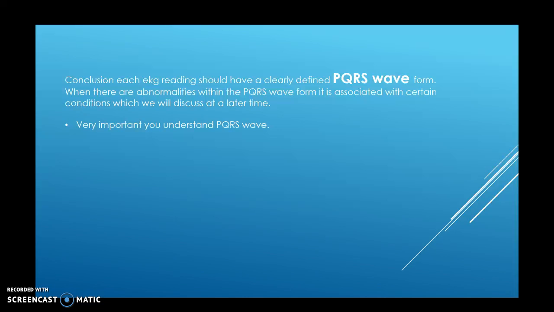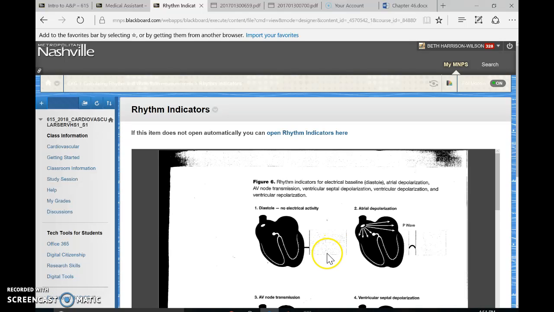Each EKG reading should have a clearly defined PQRST waveform. If they do not, that means there is an abnormality somewhere. Okay, and we're going to discuss all that later, what the abnormalities are and what abnormal and semi-normal PQRST waves look like. Okay, I just wanted to show you this little gem too, because this might help put this in perspective for you.